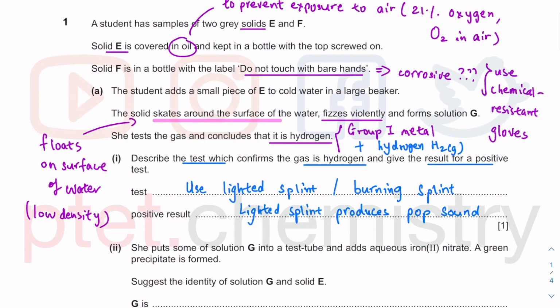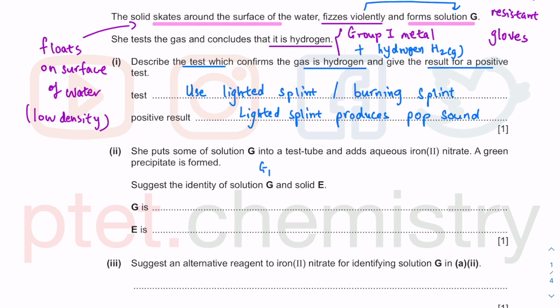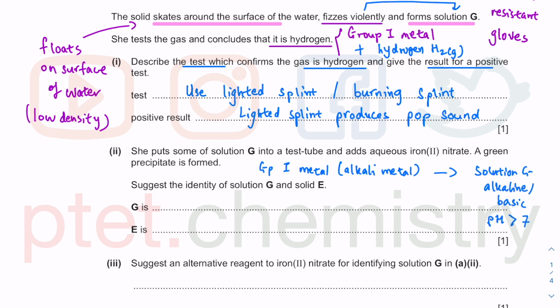The next bit is you put some of the solution G. So what was solution G? Solution G was what you produce after you react the group 1 metals. Group 1 metal is called alkali metal, and when they react with water, they will form alkaline solution. So this is solution G, and this must be alkaline or basic. It means that the pH is greater than 7. That's because you have a lot more OH minus ions.